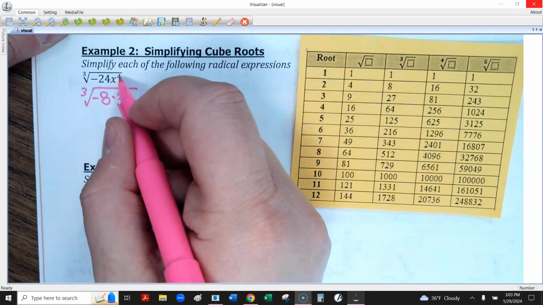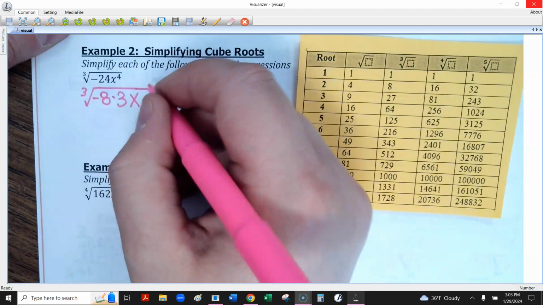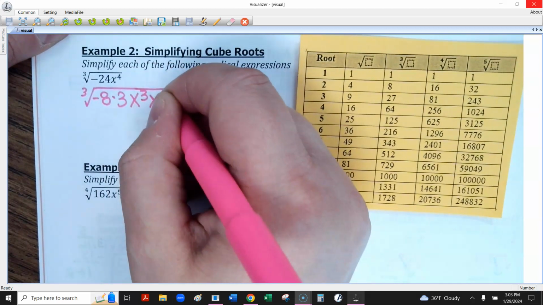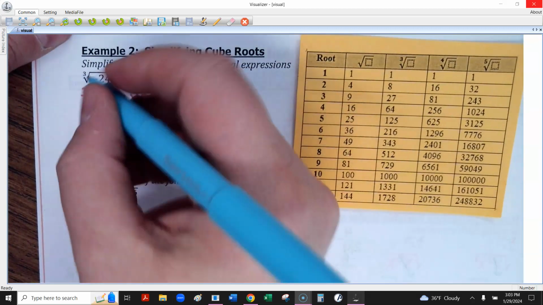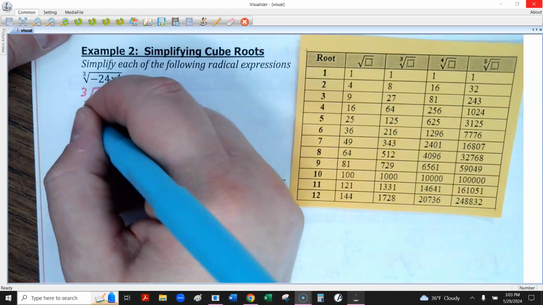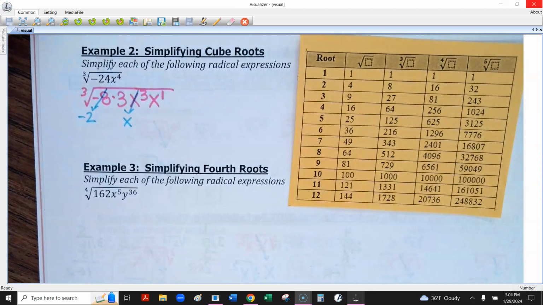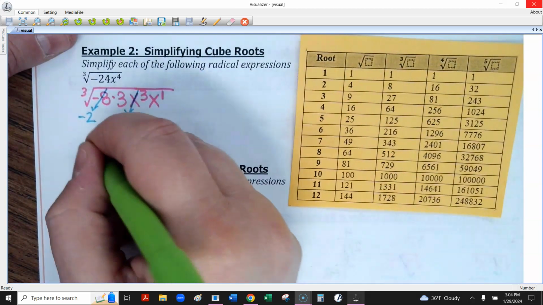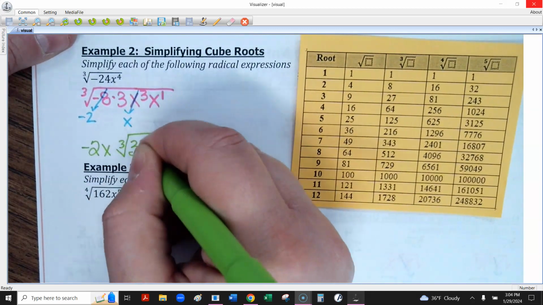Now, x to the 4th, that's not a perfect cube, so I'm going to break that apart. Out of 4, the biggest number 3 would go into is 3. So I would rewrite that as x cubed times x to the 1st. Okay, now, the cube root of a negative number is going to be a negative number. So I'm going to pull out negative 2. x to the 3rd will just pull out an x, and everything else is left underneath. So negative 2x, and then left under your cube root, you have a 3x, and then you're done.